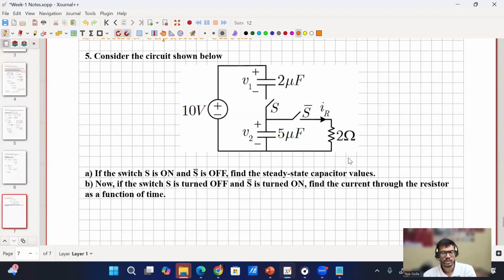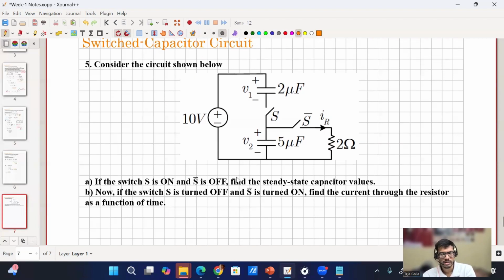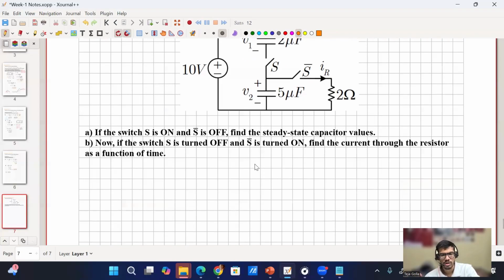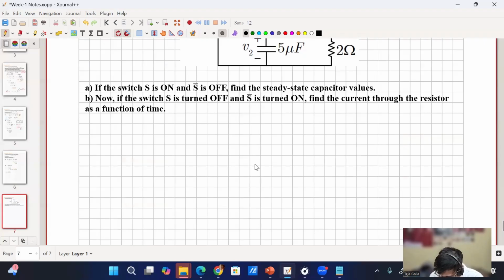The first question you are saying? Yeah, first part. So basically, let me draw the circuit. Only two capacitors are connected with the 10 volt, and the 2 ohm is disconnected because S bar is off. So 2 ohm and 5 ohm are connected to 10 volt.